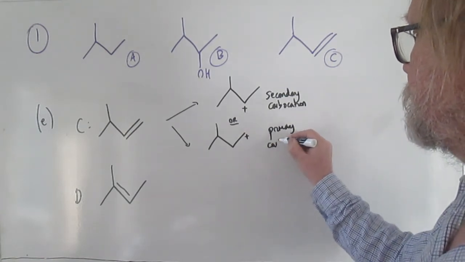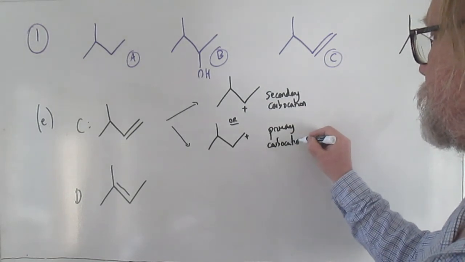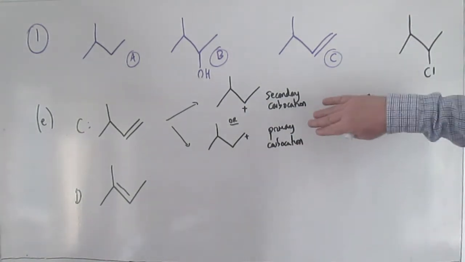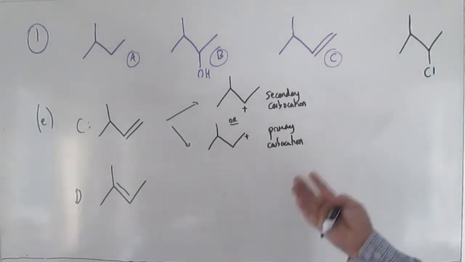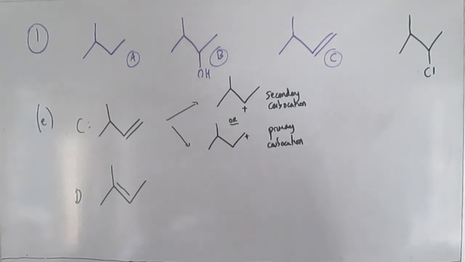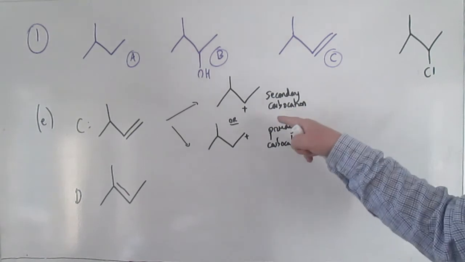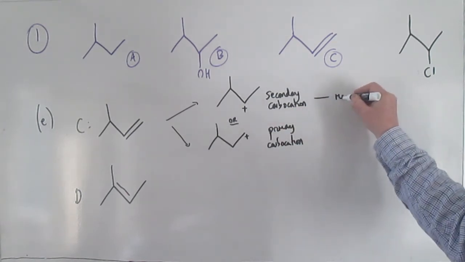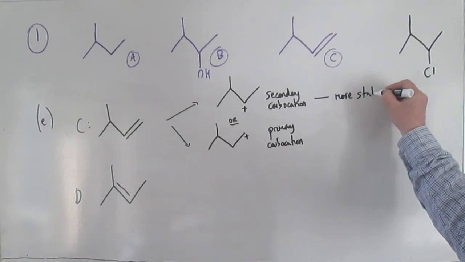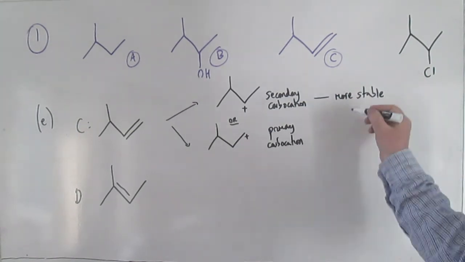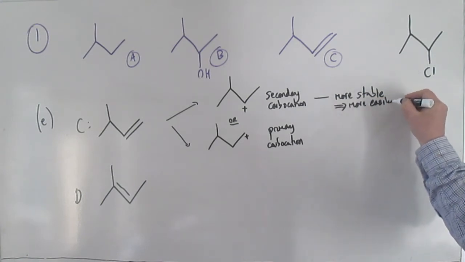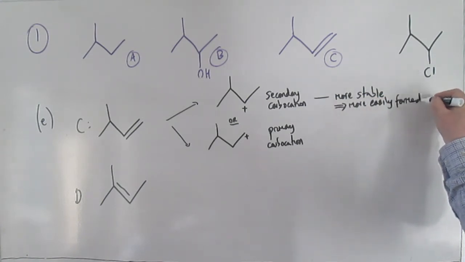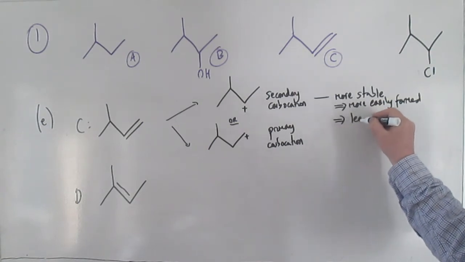But then what we learnt was that the order of stability of carbocations is primary is the lowest. So these are the least stable, then secondary, and then tertiary, if you had one, would be even more stable. And the idea is the more stable the carbocation, the more easily it's formed. So what we'd say here is that this is more stable than the alternative one, which means it's more easily formed, which means that it leads to the major product.